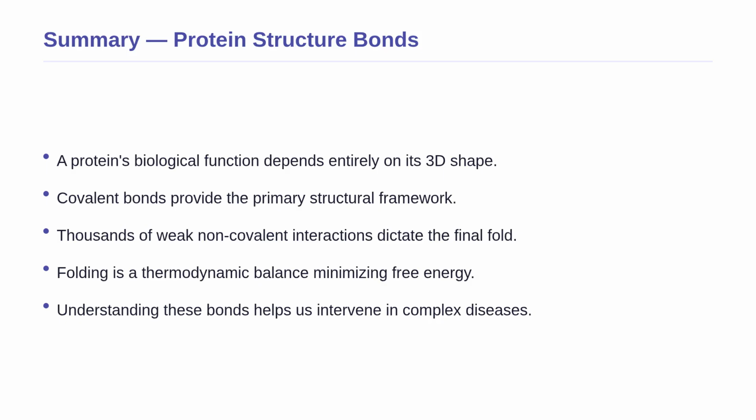We have covered a lot of ground today, so let us review the key takeaways. First and foremost, a protein's ability to function depends entirely on its specific 3-dimensional shape. While strong covalent peptide and disulfide bonds provide the primary framework, it is the cumulative power of thousands of weak non-covalent interactions, like hydrogen bonds and salt bridges, that truly dictates the final folded form.